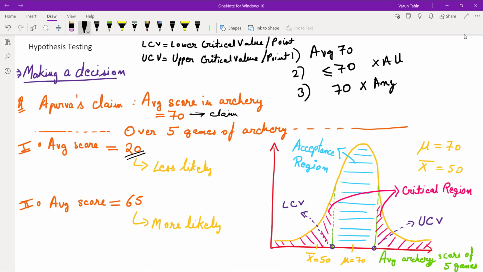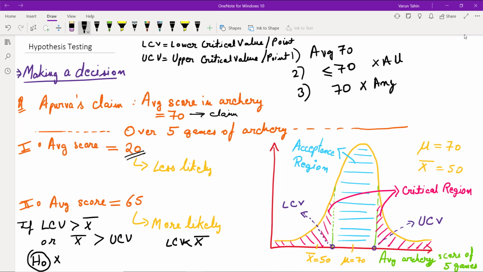Okay, so in short, if LCV is greater than the sample mean or sample mean is greater than the UCV, we will statistically reject the null hypothesis. And if the mean is lying between the LCV, that is, it is greater than the LCV and less than the UCV, then we will say that we fail to reject the null hypothesis.